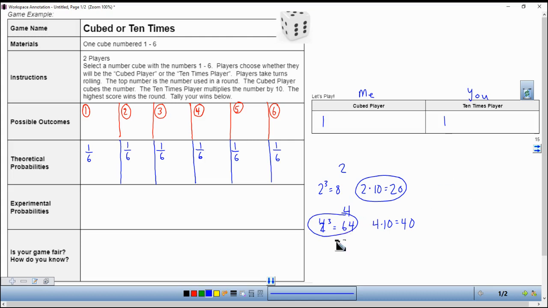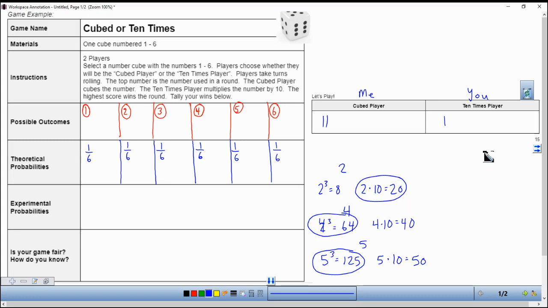A 5. Okay, so there's a different number here, 5. All right, if we roll a 5, that means my score is 5 to the third power, which is 5 times 5 times 5, which is 125. And your score would be 5 times 10, which is 50. So again, I win. That gives me another point. All right, so if I roll a 2, 4, or 5, we already know who's going to win.